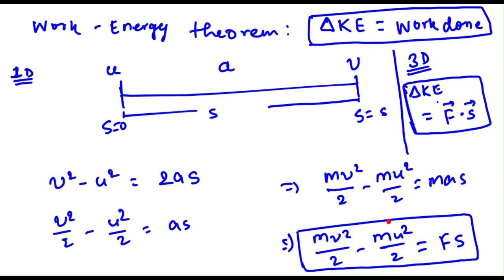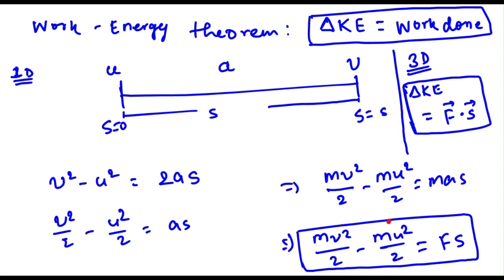And in 3D, this change in kinetic energy is F dot S. It means you can say the projection of force along S, multiplied with the magnitude of S. Or you can say the projection of displacement along force multiplied with the magnitude of force, as we have discussed already, A dot B in respect of projections. So this is the work energy theorem.